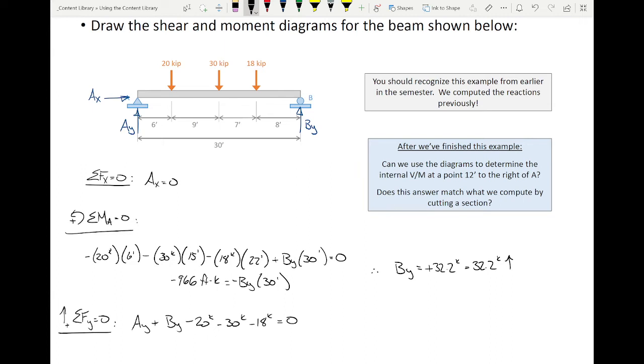So 20 and 30 is 50, 18 is 68. So AY plus 32.2 kips is 68. That should be easy, right? Hopefully by now, that doesn't need much explanation. If it does, do not hesitate, do not be shy. Any questions? Okay. All right. Do you need a sec, or am I good to scroll down? Okay, we'll take that as a yes.